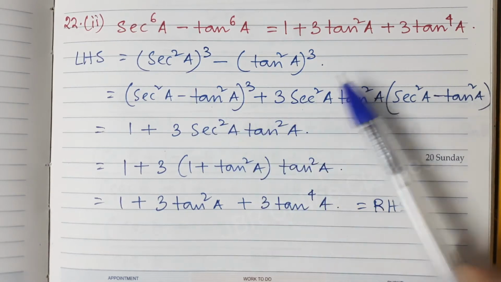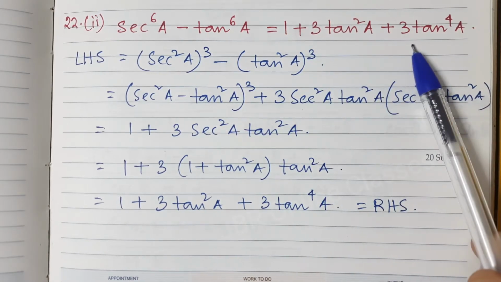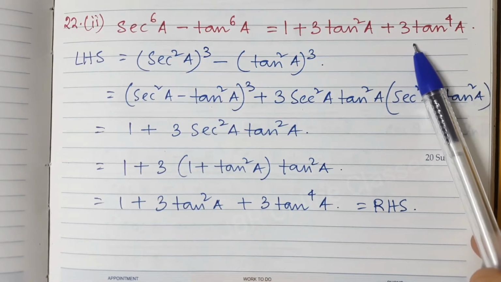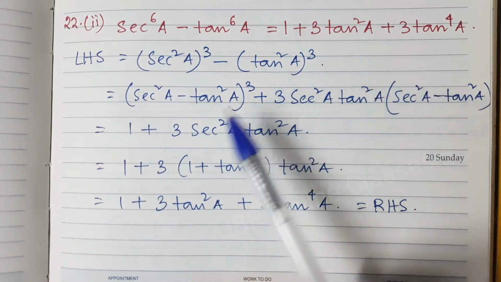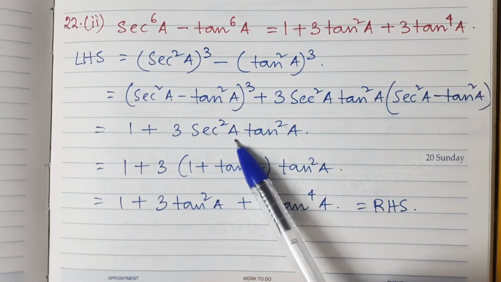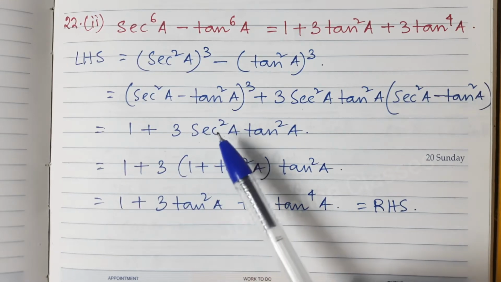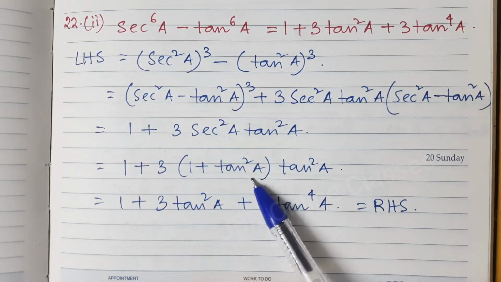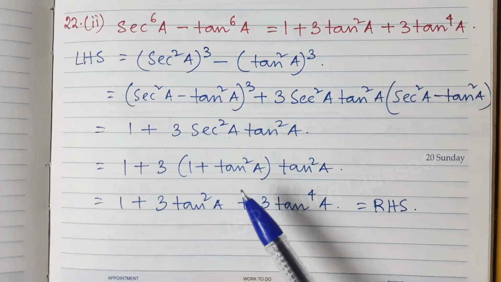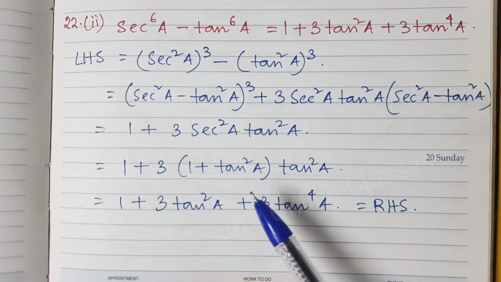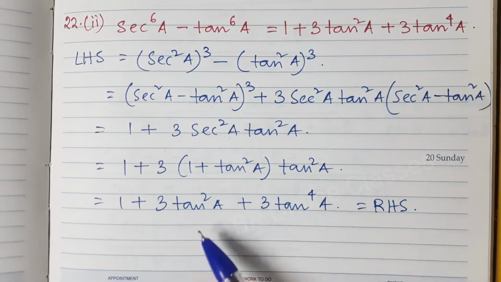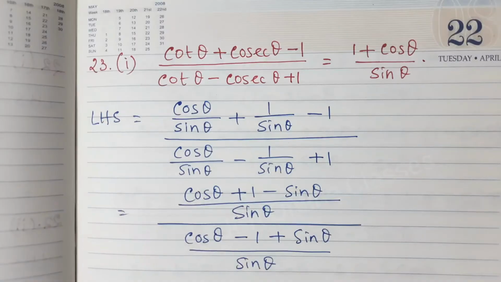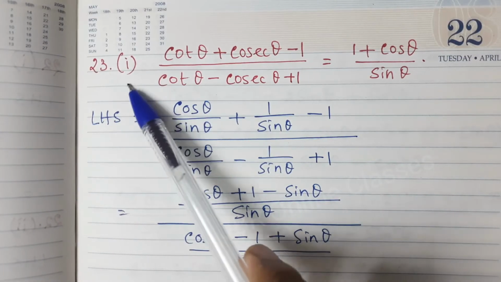Now you see that in the right hand side there is no sec square present. So we write this sec square a in terms of tan square a. So what is the formula? That is 1 plus tan square a, because sec square a minus tan square a equal to 1. After the calculation you will get your answer. Now this is 23 part 1.